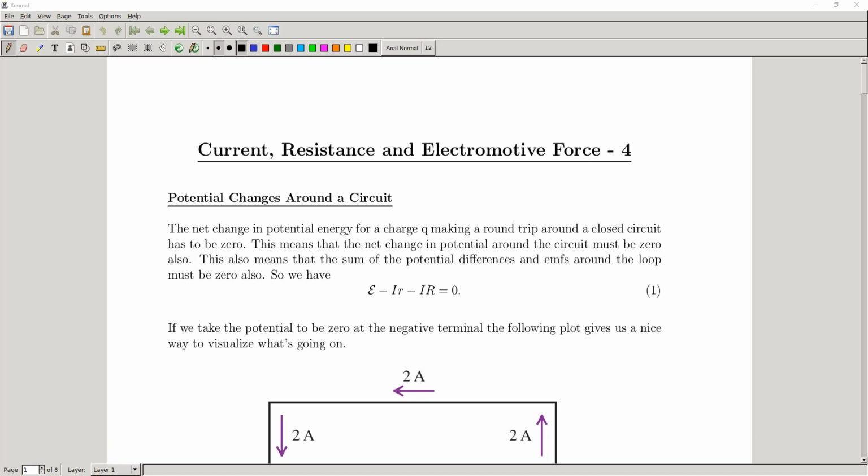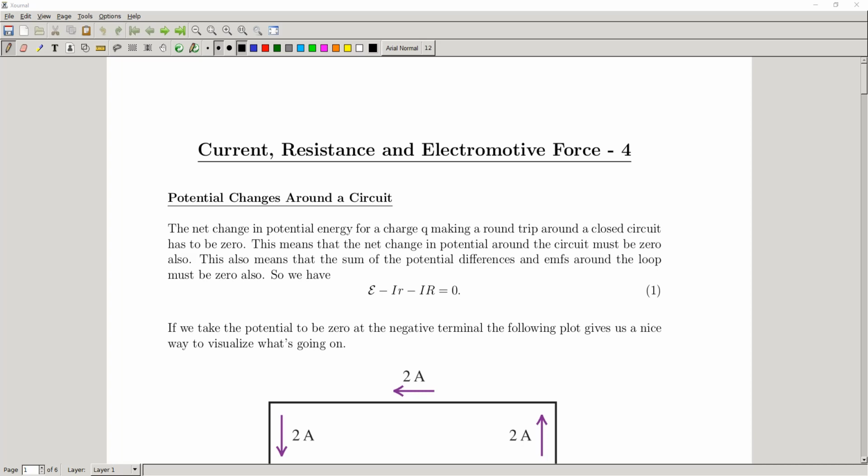Okay, this is going to be our fourth video in our current resistance and EMF module, and it's going to be our final video in this series. In this video, we're going to look at the last topic from section 25.4, which we didn't cover in the last video, which is potential changes around a circuit.